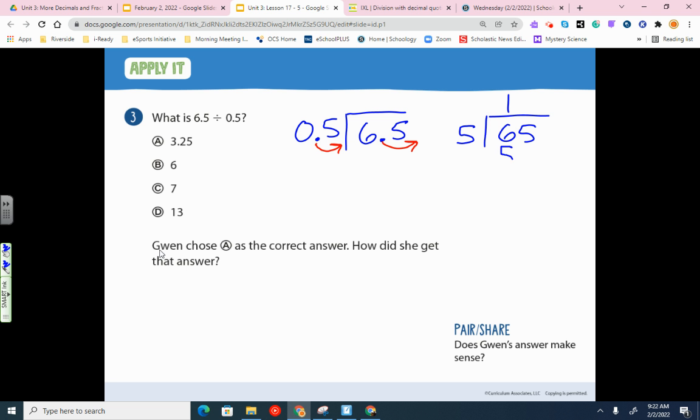5 goes into 6 once. We subtract, we get a 5. Okay, and that gives the answer of 13.